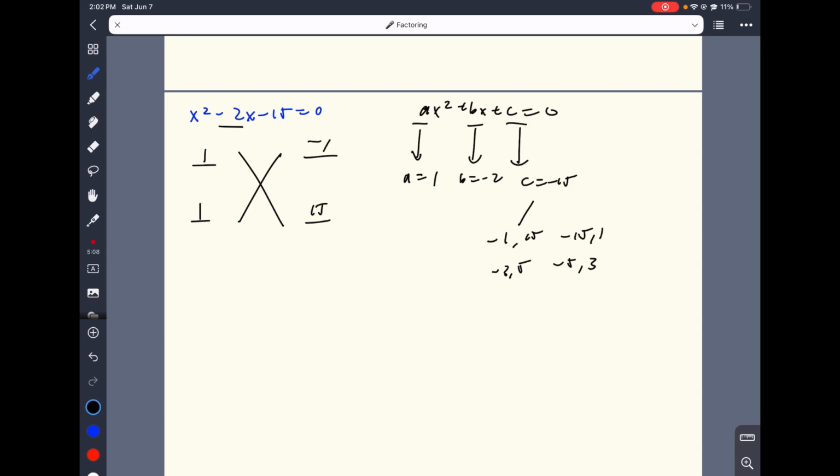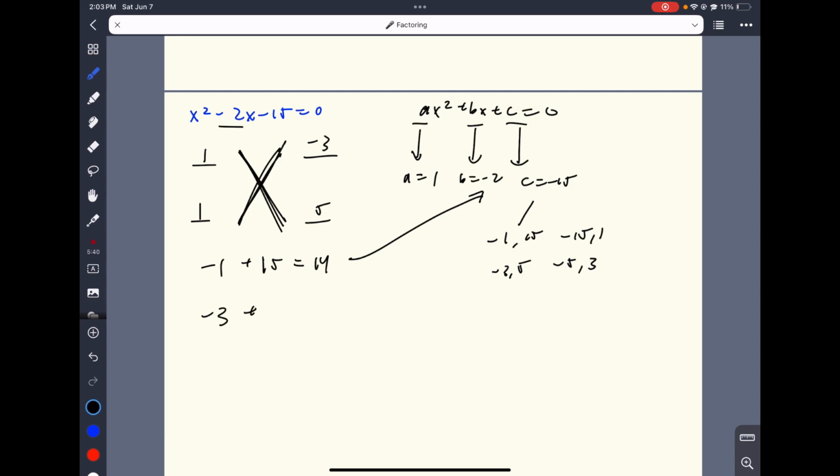When we cross multiply, we get negative 1 plus 1 times 15, which is 15, which is 14. And that's very big. I mean, our goal here is negative 2, so 14 is a bit large. So let's try these two numbers that are closer together. So let's try negative 3 and 5. So 1 times negative 3 is negative 3, 1 times 5 is 5. And so here we get 2, but we want negative 2.